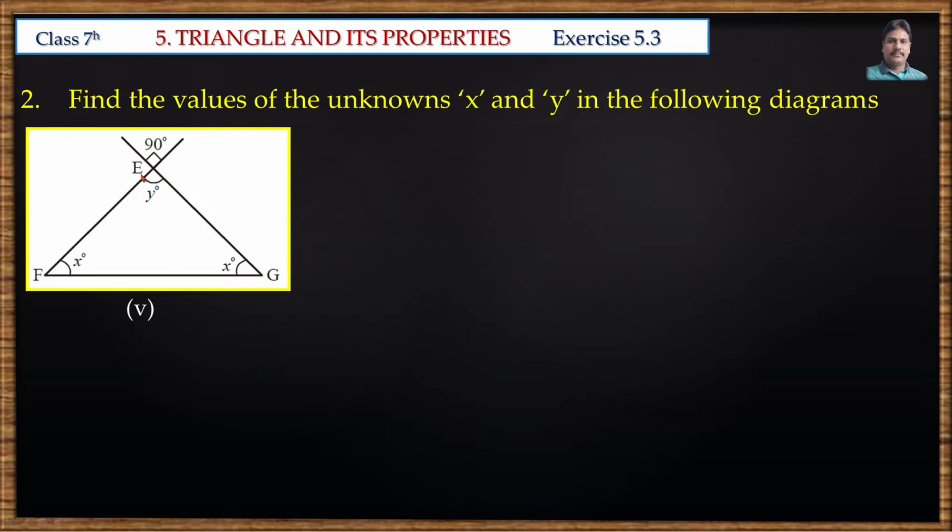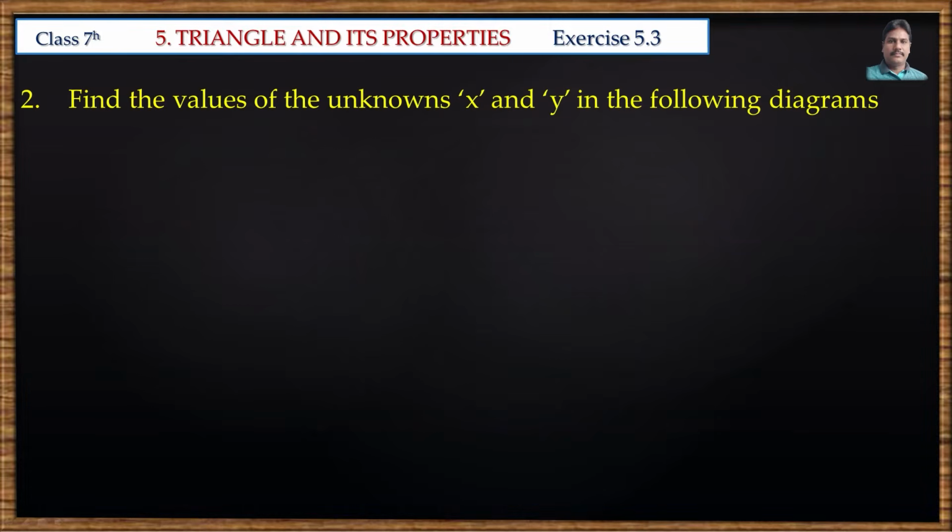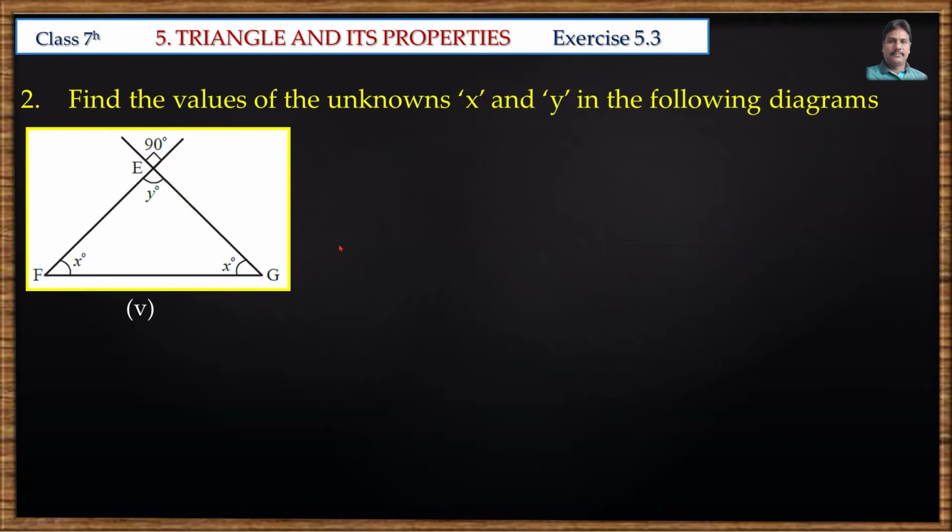Here triangle EFG is given. At vertex E, the angle is y degrees, and at vertex F and G, both are the same angles equal to x degrees, and at vertex E, the opposite angle is 90 degrees. Let us solve this problem.